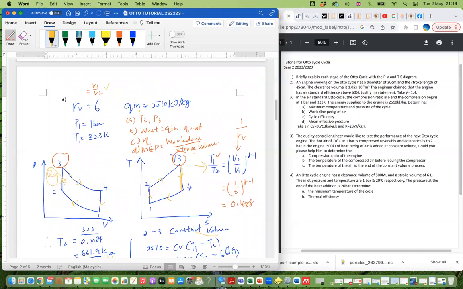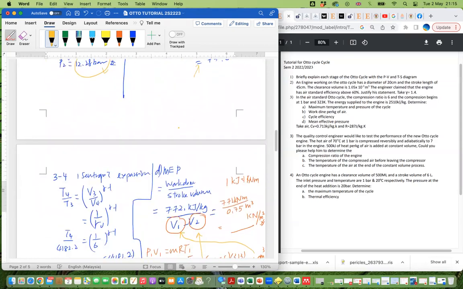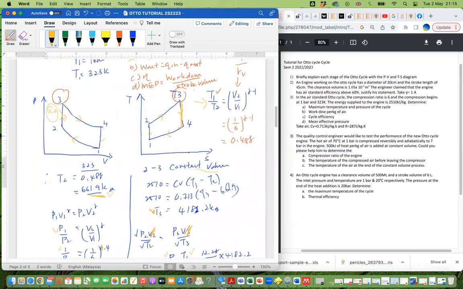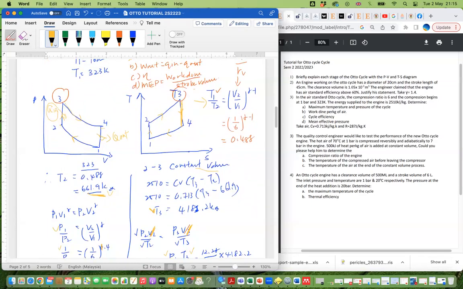Okay, so we found our T3 and T2. Part B is the work done. Work done is Q in minus Q out. We are given Q in, 2510. We need to find the Q out. Where is Q out? Q out is over here, from 4 to 1. So we have to go step by step, 2 to 3, 3 to 4, to reach that.